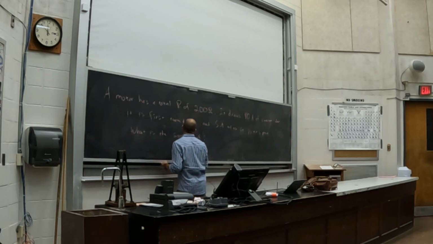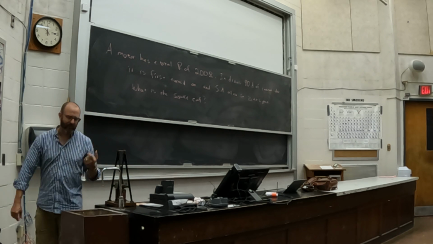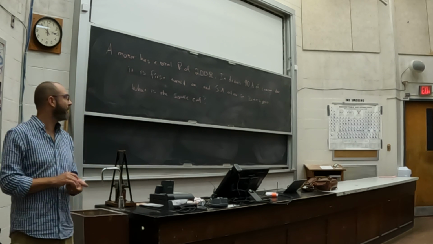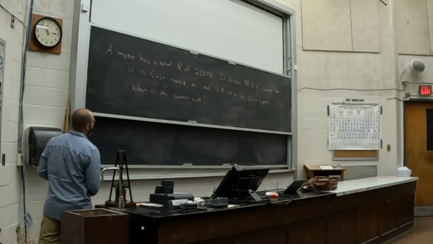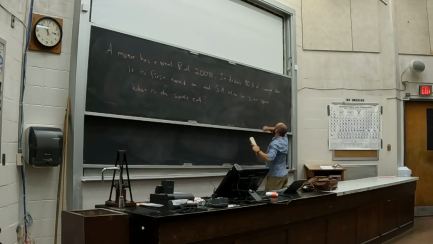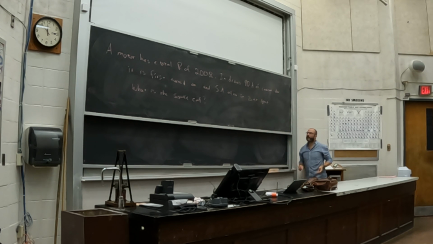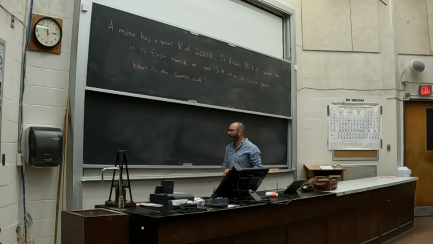First question, we'll ask another one. Motor has a total resistance, that's a capital R, 200 ohms. When you first turn it on, it draws 40 amps of current, and then 5 amps after it is at speed. What is the source EMF? First question, what's the source EMF? Very simple Ohm's law problem.